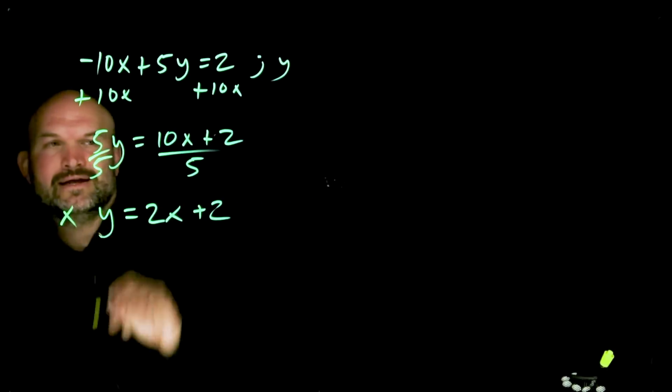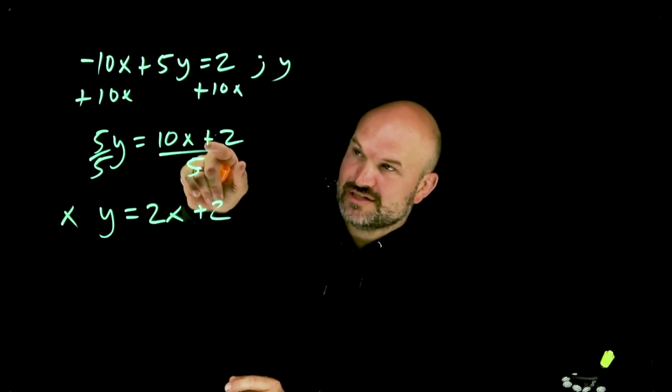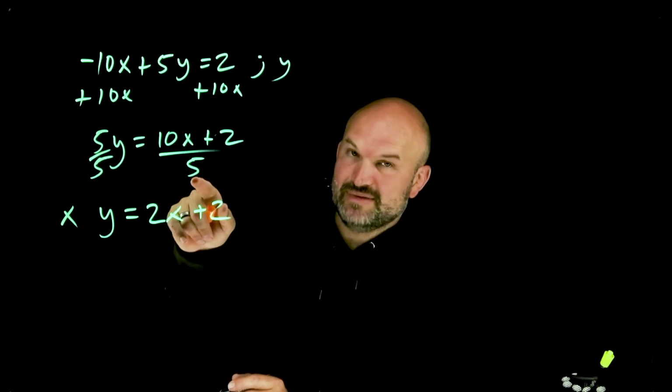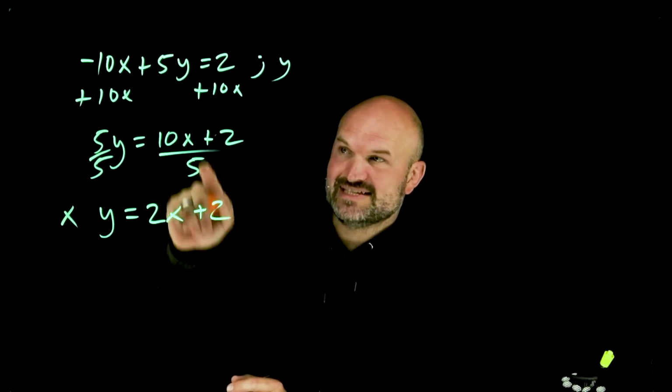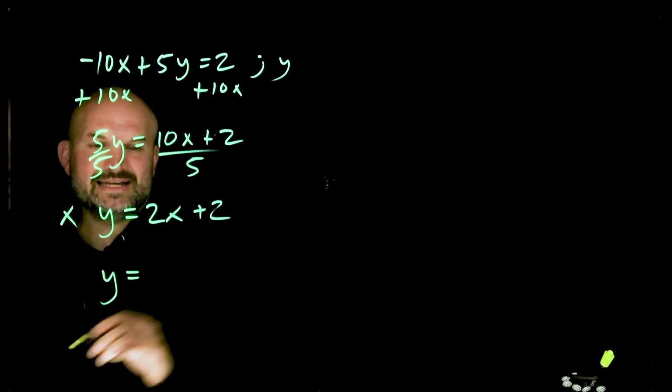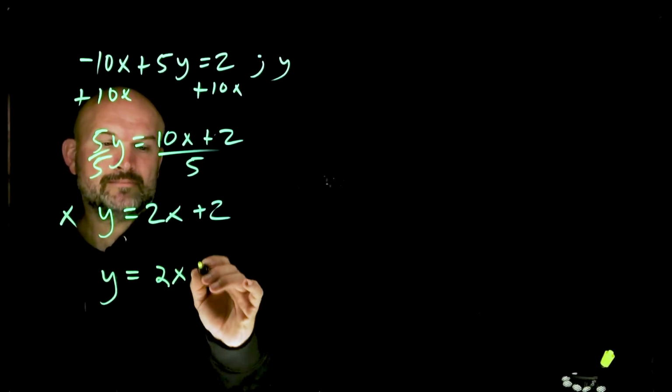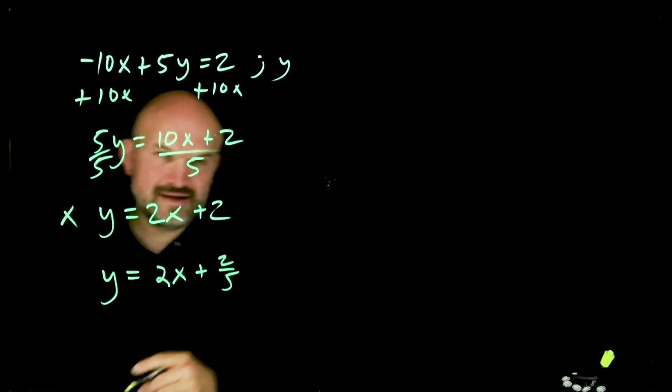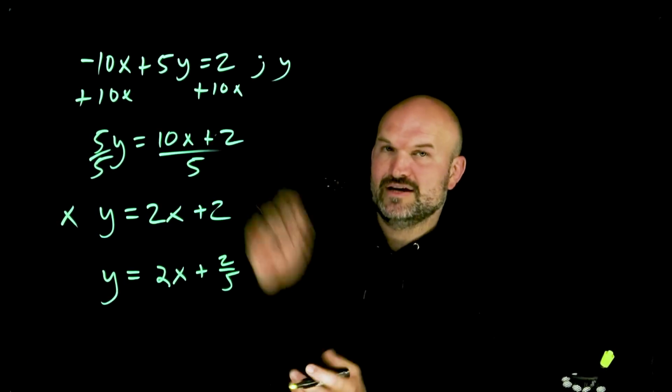Unfortunately, ladies and gentlemen, that is incorrect. When I have an expression separated by addition or subtraction being divided by a value, this 5 is divided into both of these terms. So my final answer is going to be y equals 2x plus 2/5. Make sure you distribute this 5 to both of those terms.